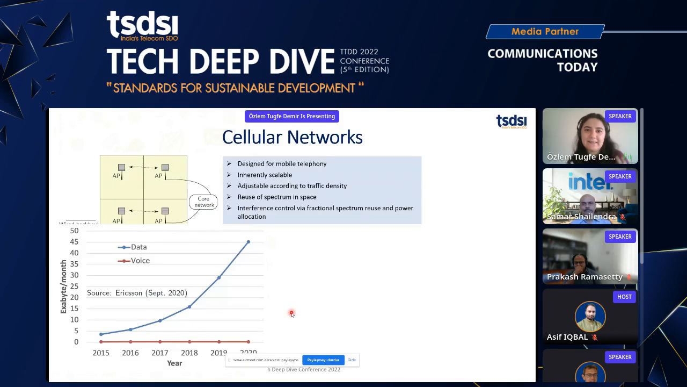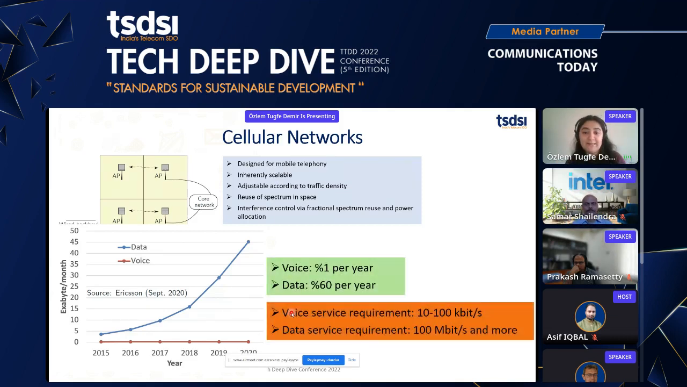But the thing is that these traditional cellular networks were designed initially for voice communication, where the data requirement is not so high. 100 kilobits per second is sufficient for a good quality of voice. And here on the left part, you see Ericsson's report and how the needs for data and voice communications are increasing with respect to time.